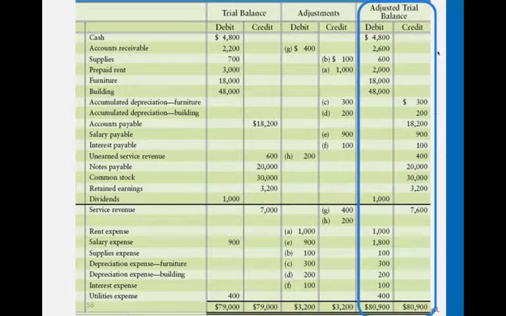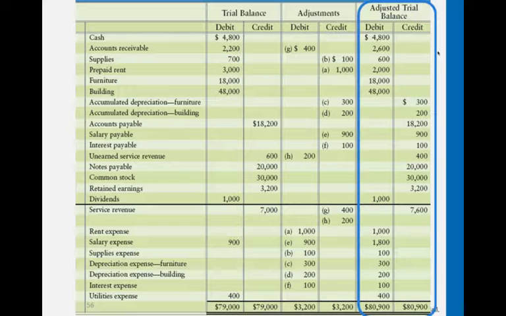Now, the ones that we need to adjust are the ones that you see with the letters A, B, C, D, E, F, G next to them. For example, accounts receivable: you have $2,200 on the debit side in the beginning, then you have another debit amount, so you increase accounts receivable by $400. On the right-hand side, the balance is $2,600. For the following account, supplies, originally we have $700, and now you see a credit side of supplies, which means you want to reduce the balance to $600.